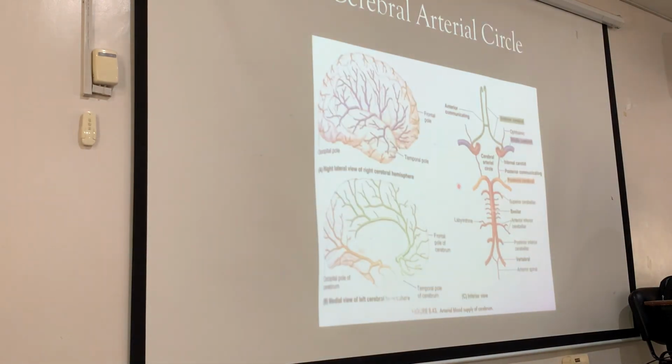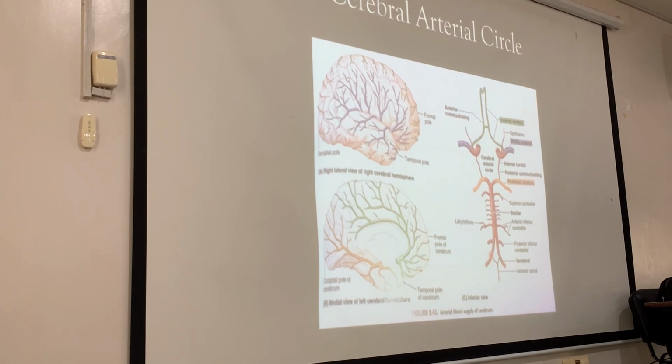Okay, so this is the base of the brain. So this is the right internal carotid artery. This is the right vertebral artery. This is the left vertebral, and this is the left internal carotid.